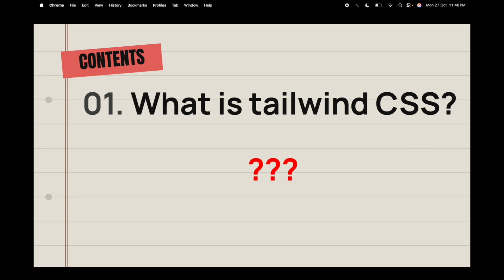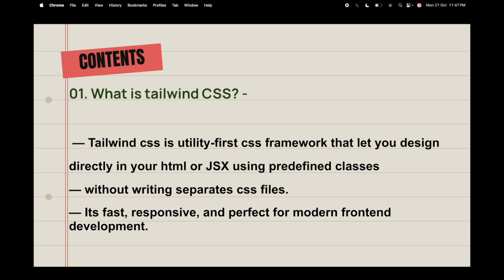What is Tailwind CSS? Tailwind CSS is a utility-first CSS framework that lets you design directly in your HTML or JSX using predefined classes without writing separate CSS files. It's fast, responsive, and perfect for modern front-end development. So, a utility-first CSS framework means that instead of writing custom CSS rules in a separate file, the framework provides pre-built class names for individual CSS properties.